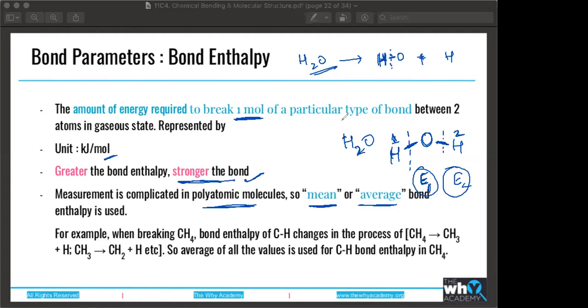And this is specific only to polyatomic molecules, because it is just to tell you that when you're practically measuring it, both these bonds are not equivalent. Once one hydrogen is removed, the enthalpy of this particular bond changes. So that's what this is mentioning.